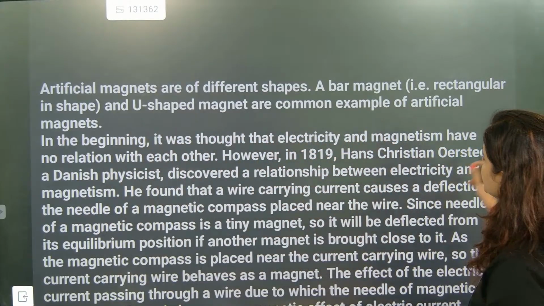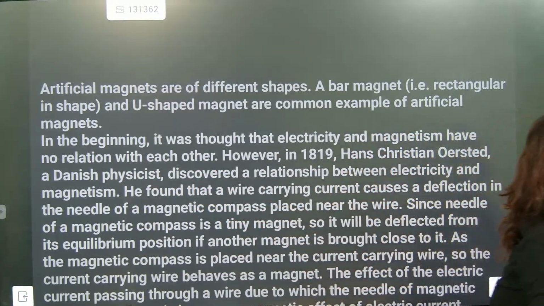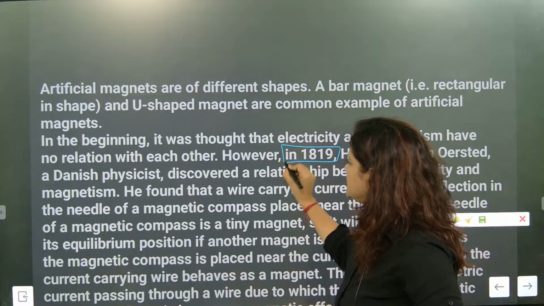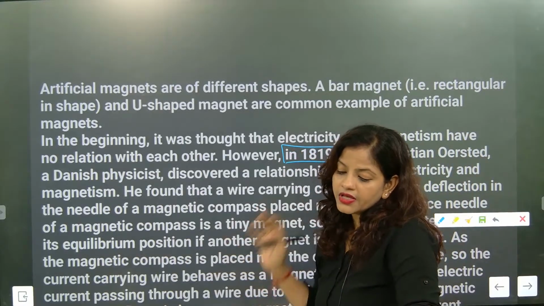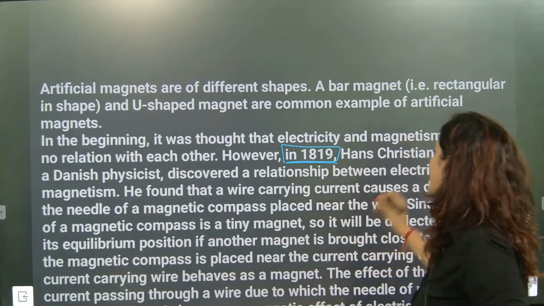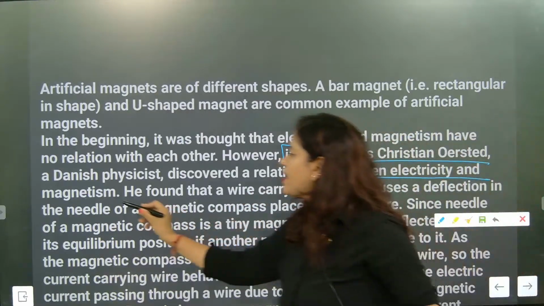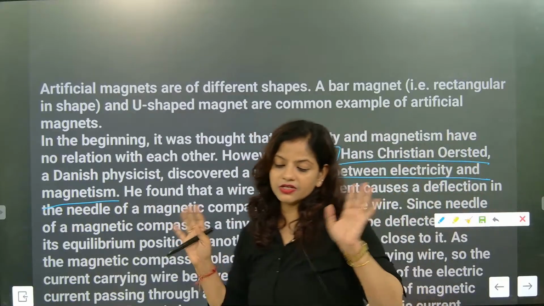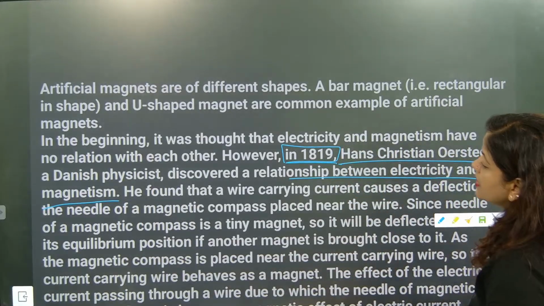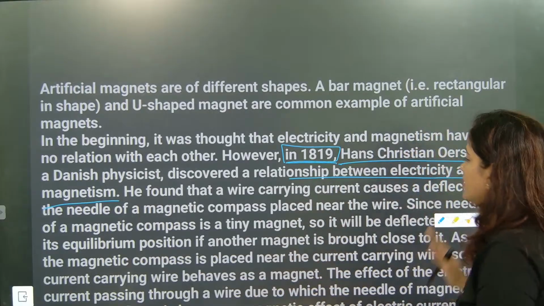Now look here, in the beginning it was thought that electricity and magnetism have no relation with each other. However, in 1819, what is needed for you is this fact, please kindly note it down. First it was believed that there is no interconnection. But after that, in 1819, Hans Christian Ørsted talked about the relationship between electricity and magnetism. First, we were very lax, thinking there is no connection between magnetic and electric lines of force. But after that, we came to know that there is a connection: the current is generating the magnetic field. That we have come to know.